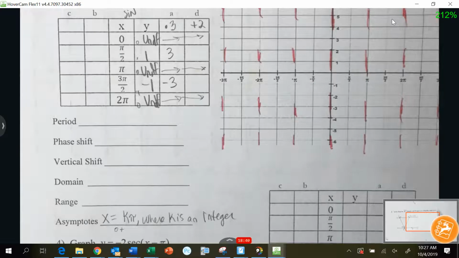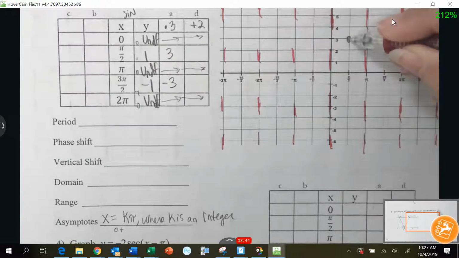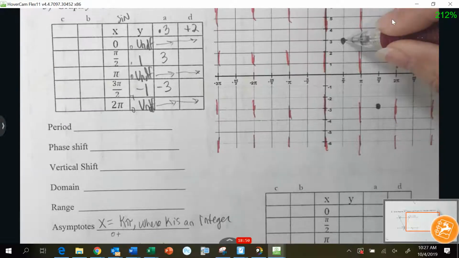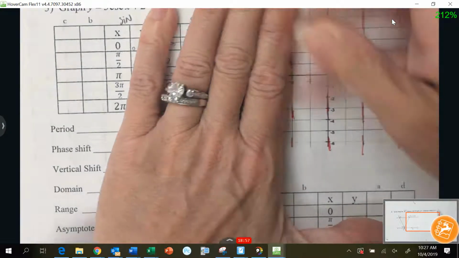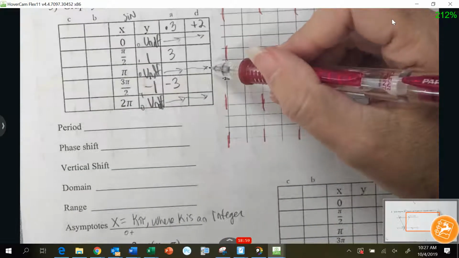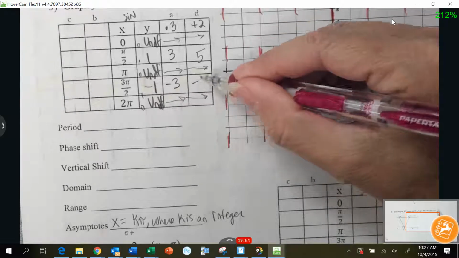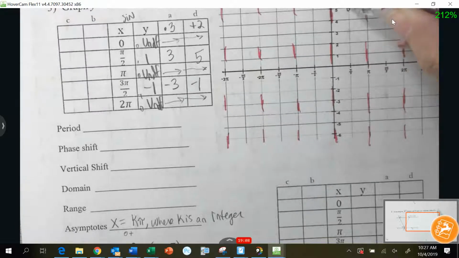All right, pi over 2, 3, and 3 pi over 2, negative 3. Oh, I forgot to, my bad. I just forgot to fill that out. So 5, and then what, negative 1? Sorry. Pi over 2, 5. And 3 pi over 2, negative 1.